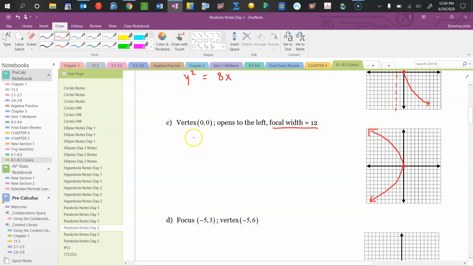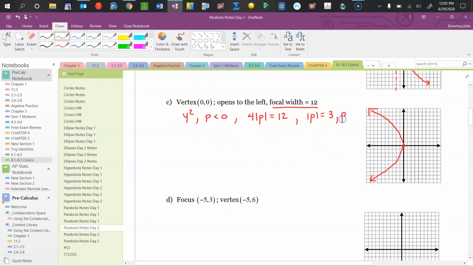Well, first of all, we know that it opens left, right, so the y term is going to be squared. We know that p is going to be less than 0 because it opens to the left. We also know that 4 times the absolute value of p is equal to 12. So we know that the absolute value of p is equal to 3. But since this parabola opens in a negative direction, we know that p is actually equal to -3.